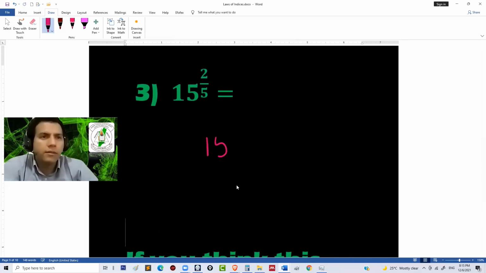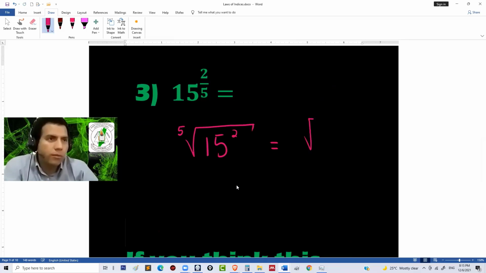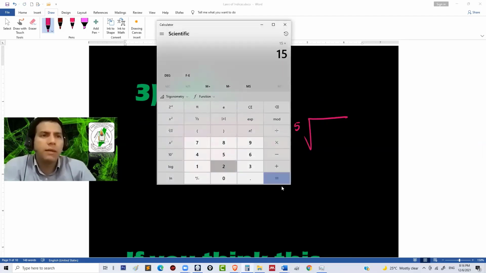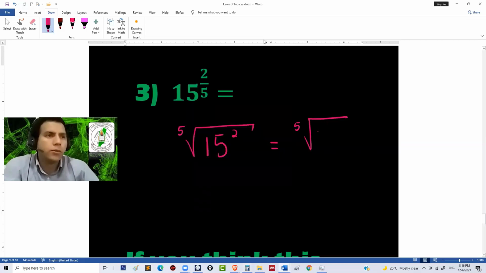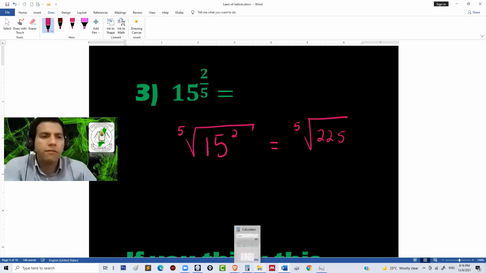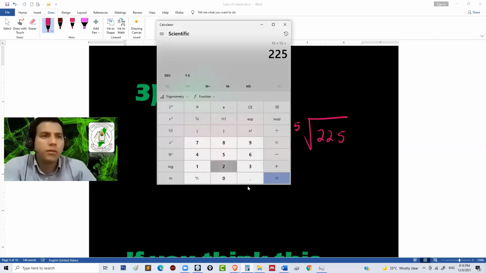So 15, we write the root, the 2 is the power, and the 5 is the root. As I mentioned earlier, we need to solve what's in the bracket first. In the bracket, we have 15 squared. So 15 times 15 is 225. Now we need to find the 5th root. Let's go through that process.